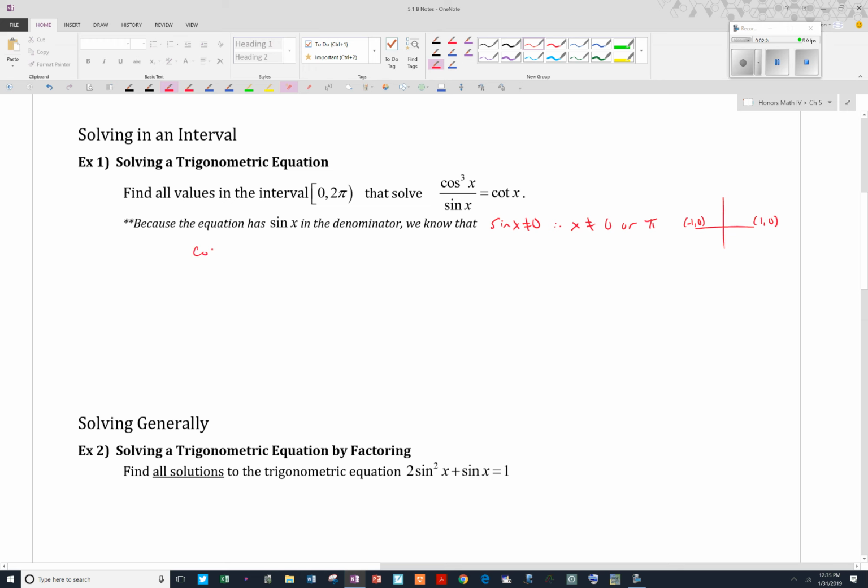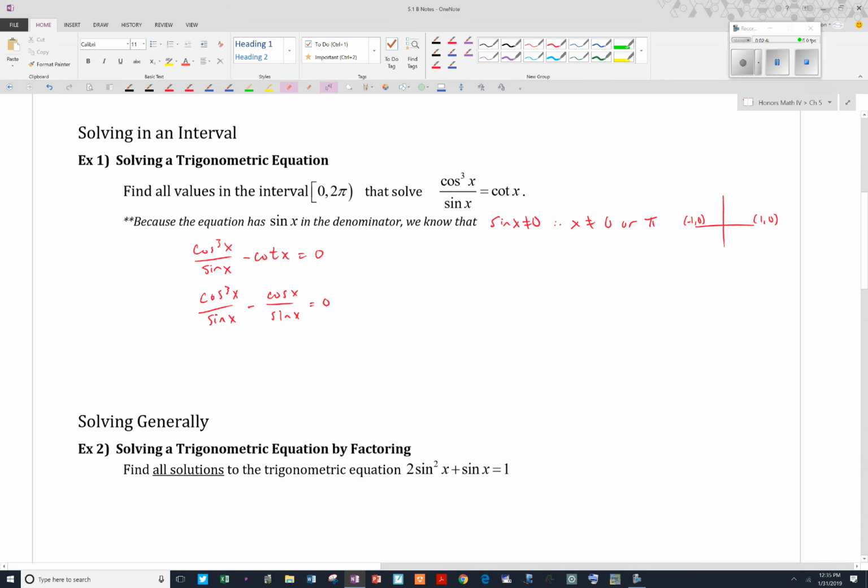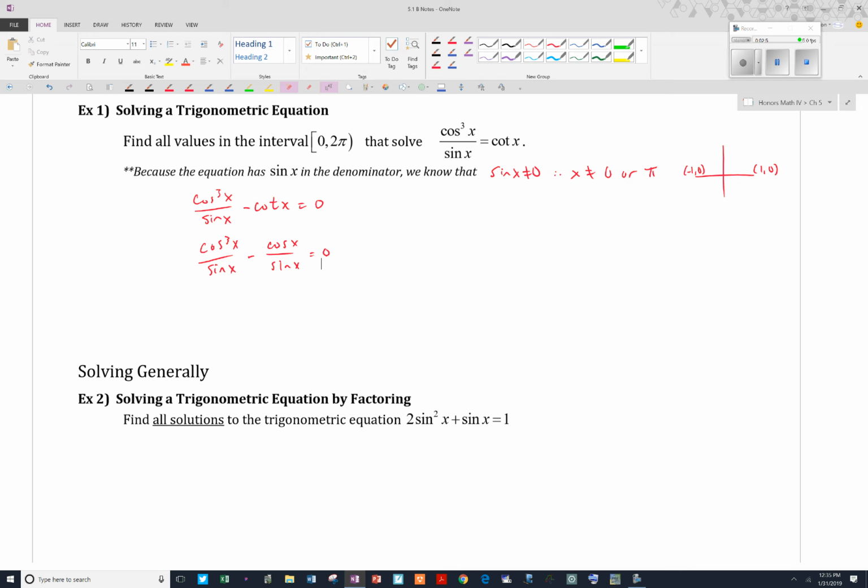All right, let's start solving this equation here. We have the cosine of x cubed over sine of x. I'm going to subtract that cotangent of x over and get this equal to 0. I'm also going to rewrite it as cosine over sine. And then what I'm going to do is multiply both sides of this by sine of x just to get rid of these fractions. So what we're going to end up with then is cosine cubed minus cosine.